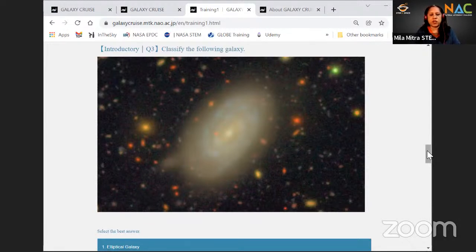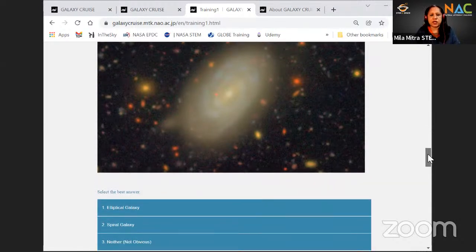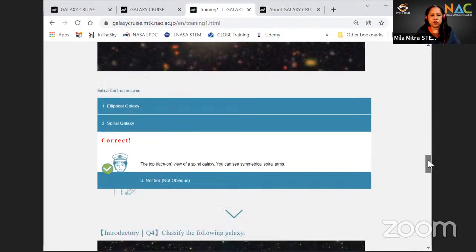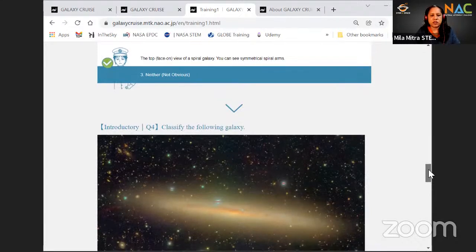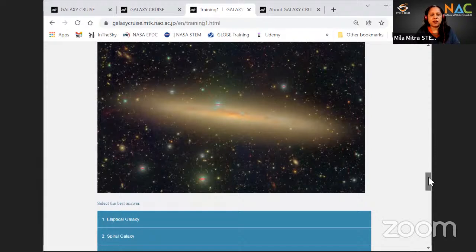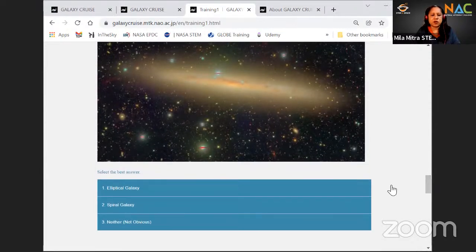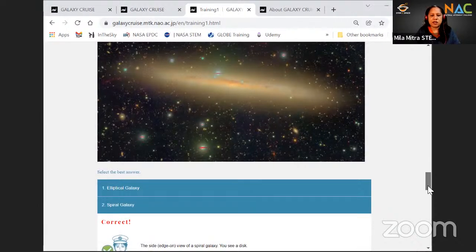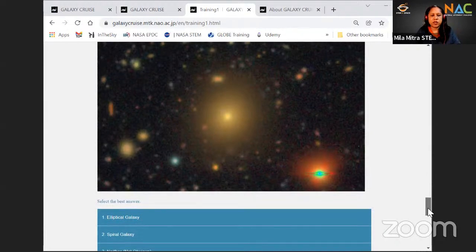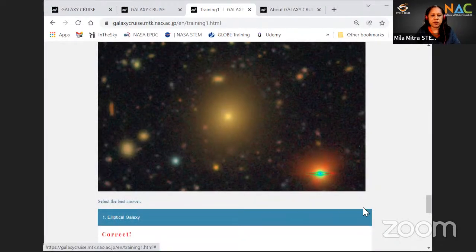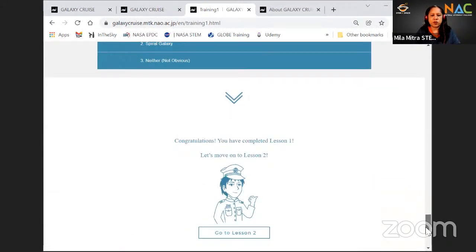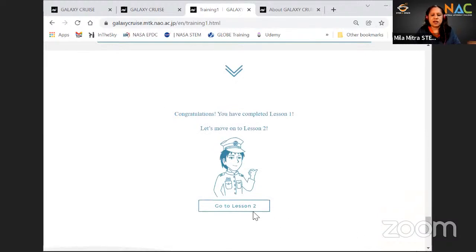And sometimes you might get ones that are a little more confusing. So this does look like it has some spiral arms. So I'm going to say spiral. You could always also say not obvious if it's not clear. Now this is a little more complicated because you don't see the spiral, but you see a disc-like structure. So again, I'm going to say spiral, and that is correct. You see the disc. Okay, so last one, classify this one. It's an elliptical because you only see an oval kind of shape. Okay, no spiral arms. So we are done with lesson 1. Now I go to lesson 2.